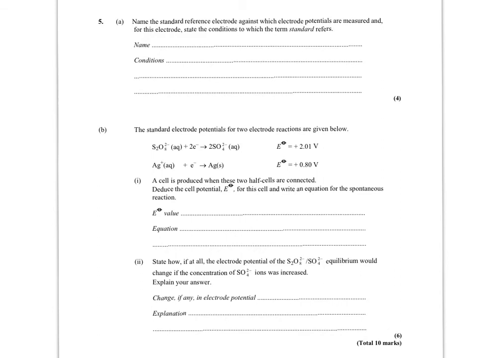Finally, question 5 says, name the standard reference electrode. So that's the hydrogen electrode. And you've got to think about what conditions the hydrogen electrode is under. Now, platinum electrodes aren't conditions. That's just what is used for the electrode. But it might ask you that in an exam, but you've just got to be aware that isn't a condition.